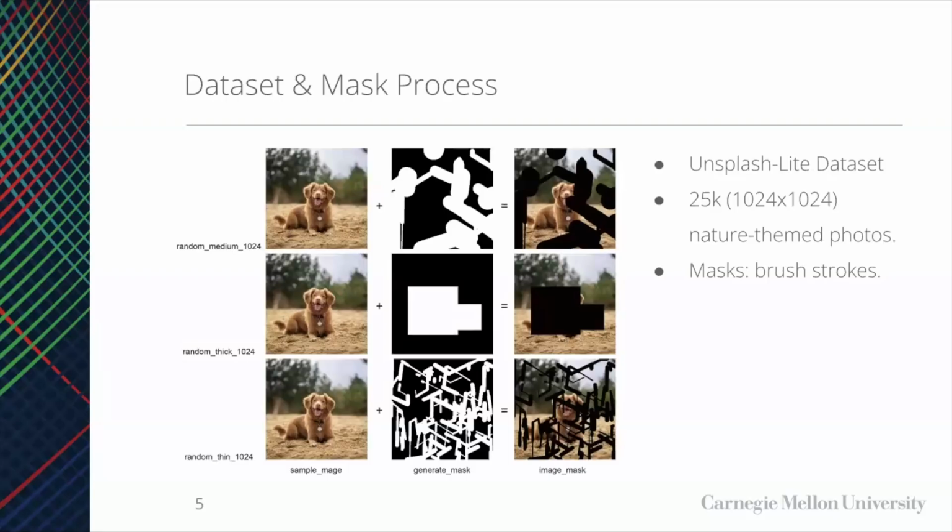So in terms of dataset, we use the Unsplash Lite dataset that has 25,000 nature-themed high-resolution photos. And for masks, we use brush strokes with different thickness. If you look at the image in the middle column, we have medium, thick, and thin brush strokes, and we're going to evaluate our models on those separately.